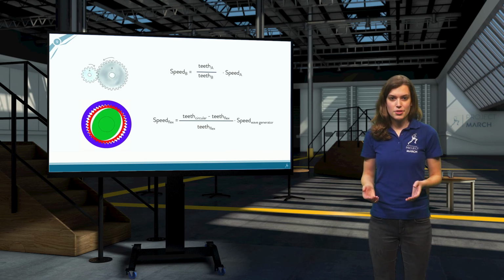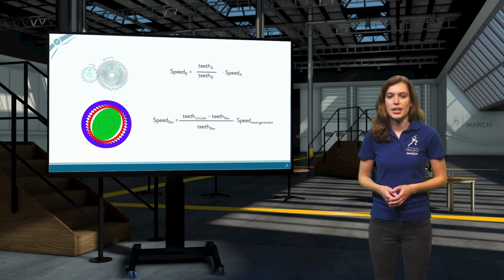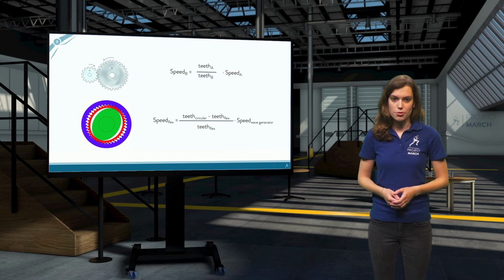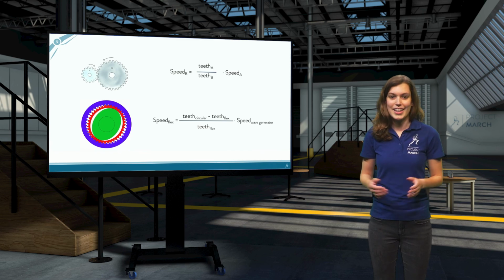As you can see, different types of transmissions have slightly different formulas to calculate transmission speed and torque. If you know how to use them, you can choose the right motor and transmission for your exoskeleton. Let's try and do some calculations on transmission in the next exercise. Good luck!